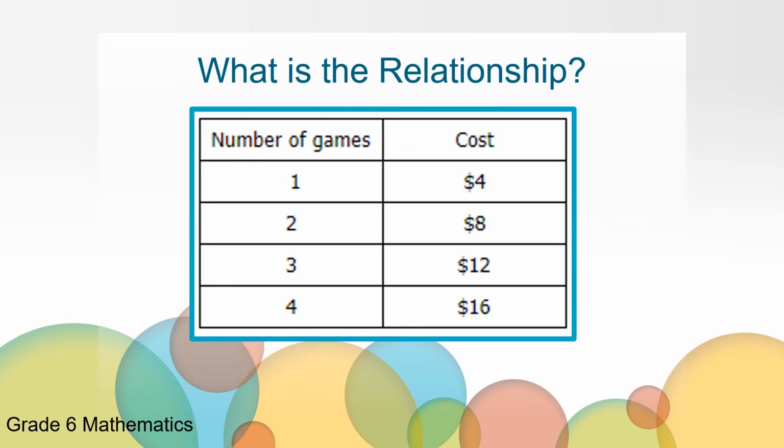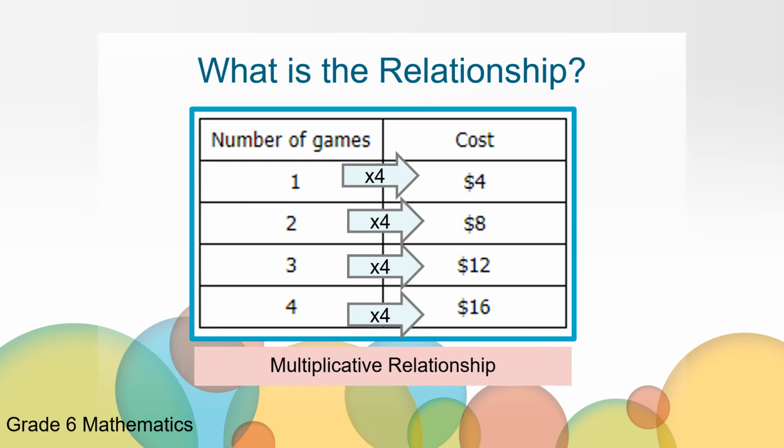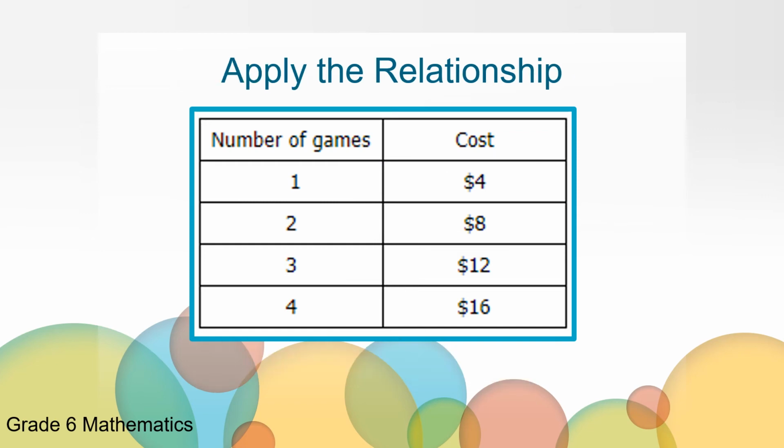You might have noticed that we can always multiply the number on the left, which represents the number of games, by 4 to get the number on the right, which represents the cost. This is a multiplicative relationship that will work every time. Let's think about how we can use that multiplicative relationship to solve a problem.